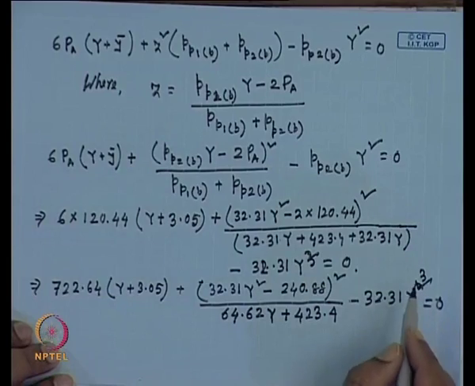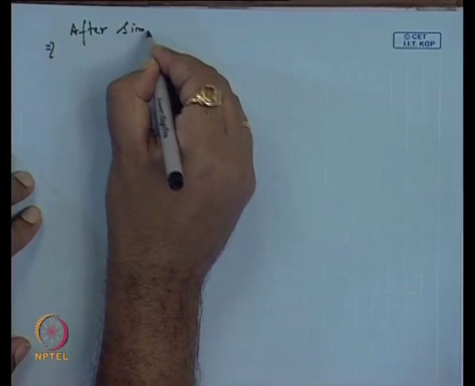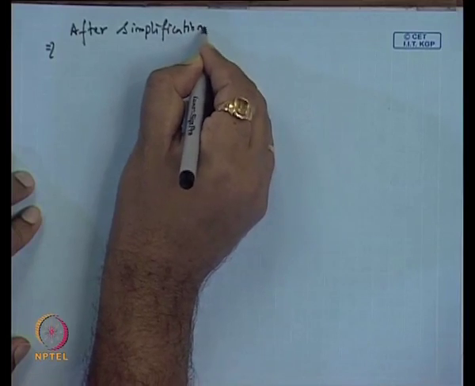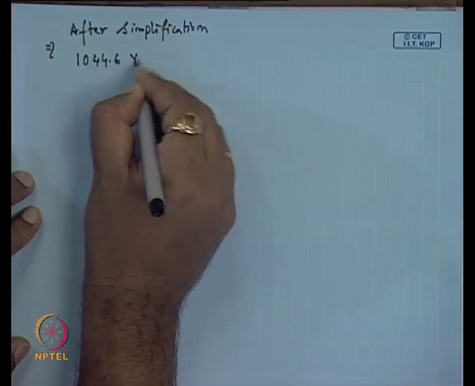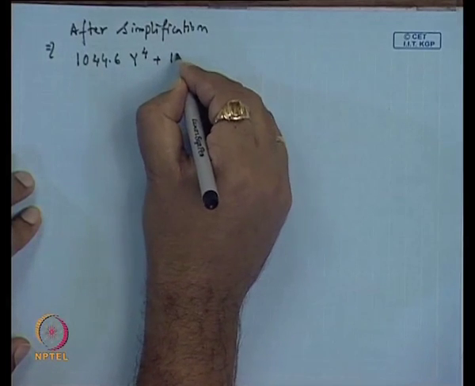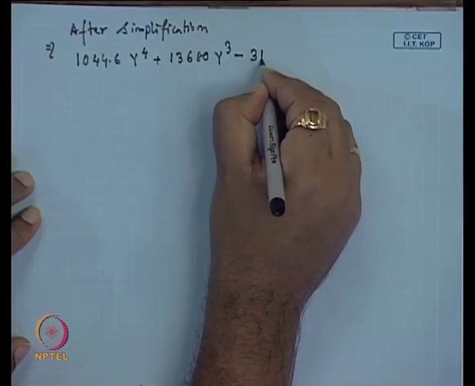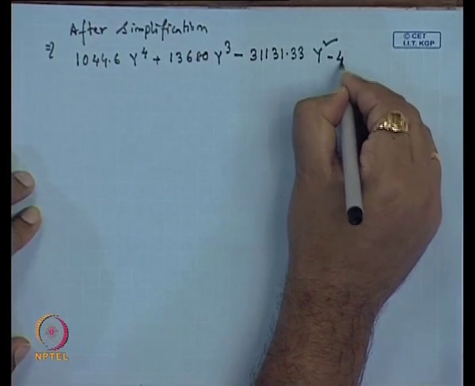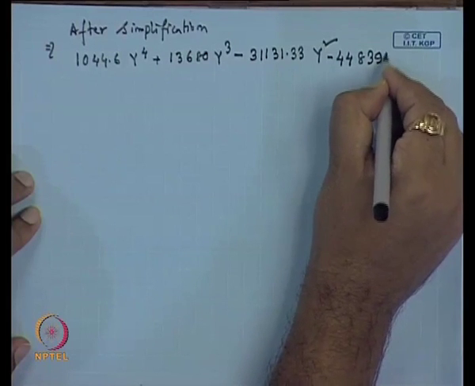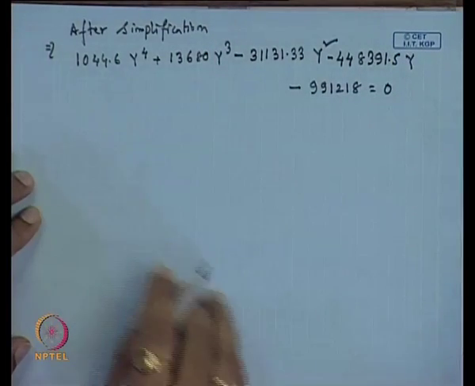If we further simplify this expression, after simplification we can write it as 1044.6 Y to the power 4 plus 13680 Y cube minus 31131.33 Y square minus 448391.5 Y minus 991218, that is equal to 0.